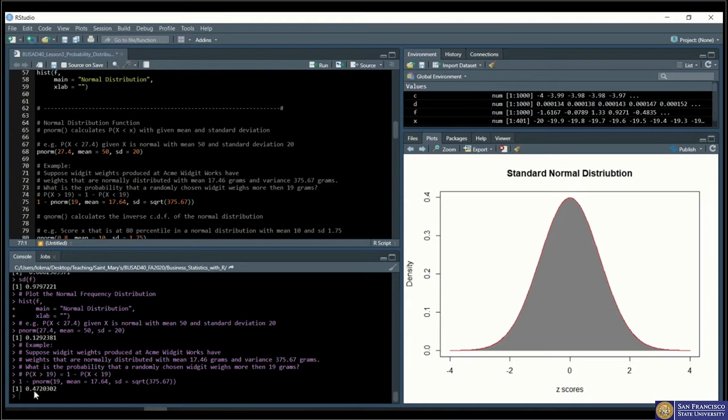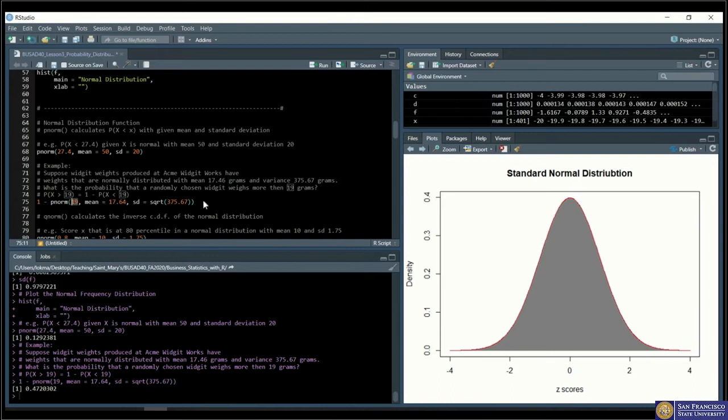Alright, so we get 47.20%. The right-hand probability here tells us we have a 47.2% chance of selecting a random sample that has a weight of 19 grams or above.